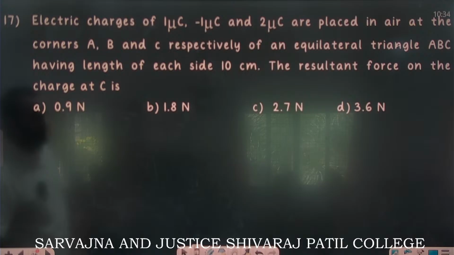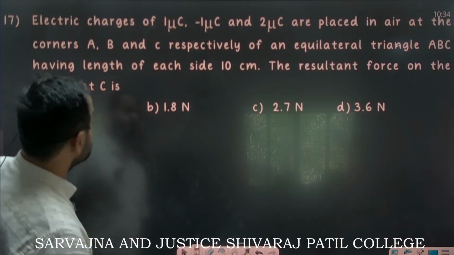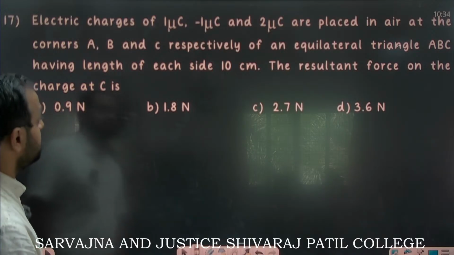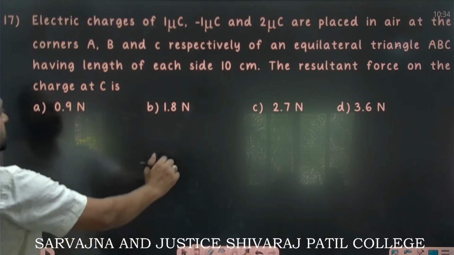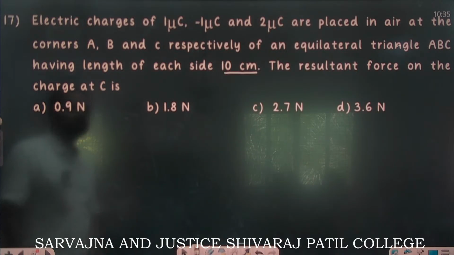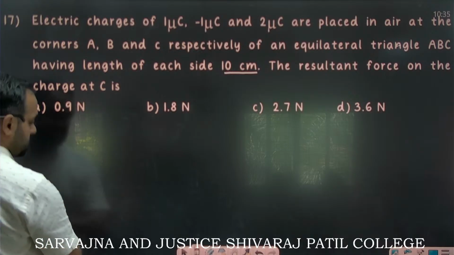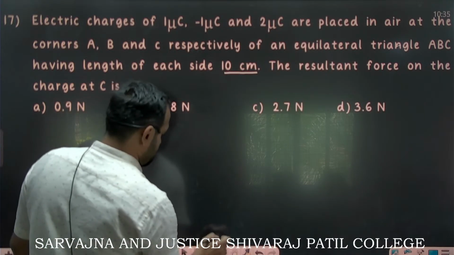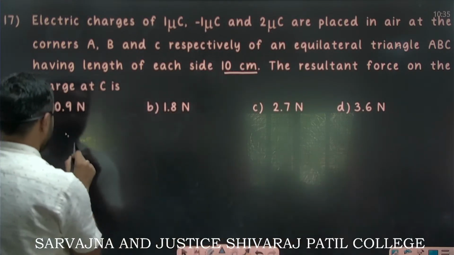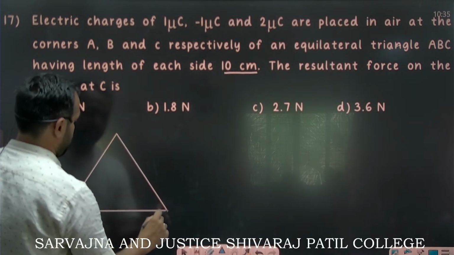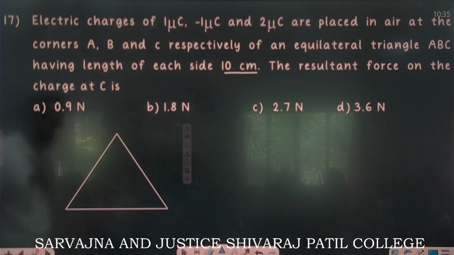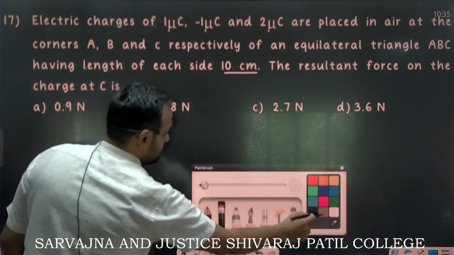Electric charges 1 microcoulomb, minus 1 microcoulomb, 2 microcoulomb are placed in air at the corners A, B, C respectively of an equilateral triangle having the length of each side as 10 centimeters. The resultant force on C is what? Take an equilateral triangle. Does it look like an equilateral triangle? Okay. Right.